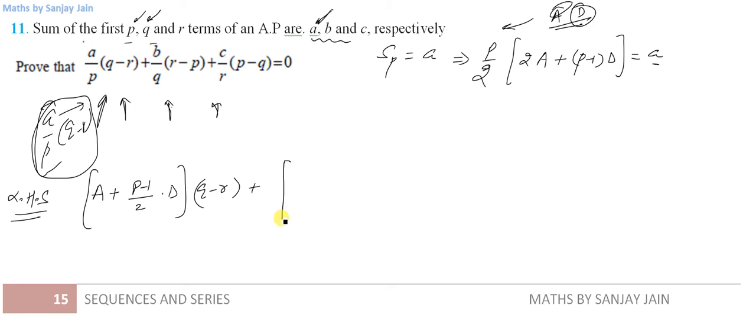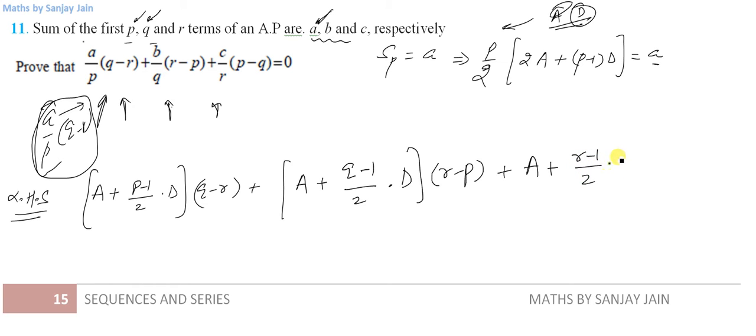So here in place of B by Q, I will write A plus Q minus 1 by 2 into D and R minus P, plus A plus C by R. So it will be R minus 1 by 2 here into D and then P minus Q. This is my left hand side, right? Now you need to multiply these brackets and finally cancel every term.